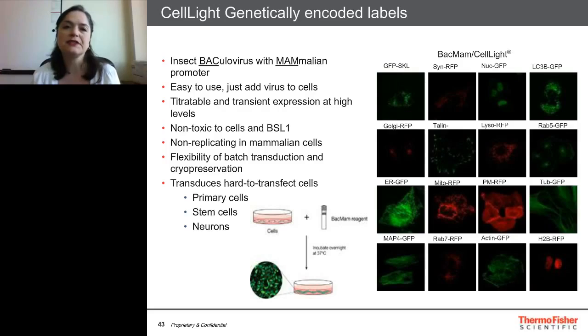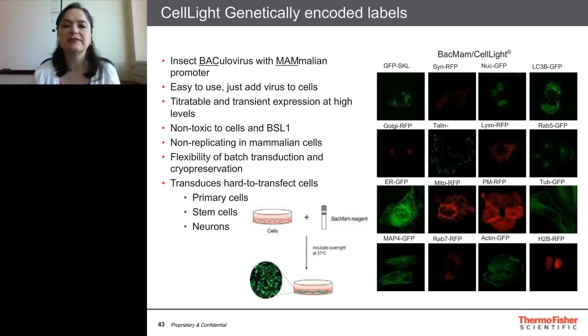And a really nice way to do it is to use the BacMam system. And it's not actually a viral infection because it's an insect virus, so it's non-toxic to cells. It's labeled biosafety level 1. So if you're doing cell culture, you can do this. And it's not replicating in mammalian cells.